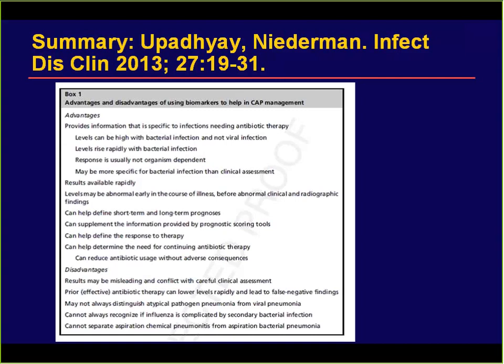The disadvantages are that sometimes the results will be misleading. It may conflict with your clinical assessment. Levels can fall rapidly with the right antibiotic therapy, so if you waited several days, you might get a false negative result. If you only had one dose of antibiotics, probably it wouldn't matter. Again, atypical pathogens may not always be recognized with high levels, and with influenza and with aspiration pneumonia, it's not absolutely discriminating between when you do and don't need to use antibiotics.